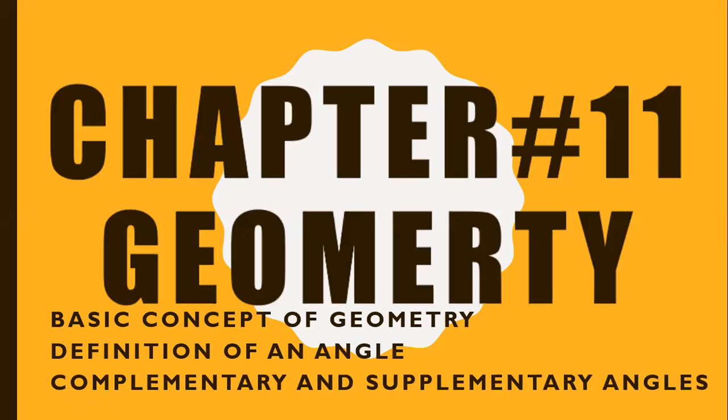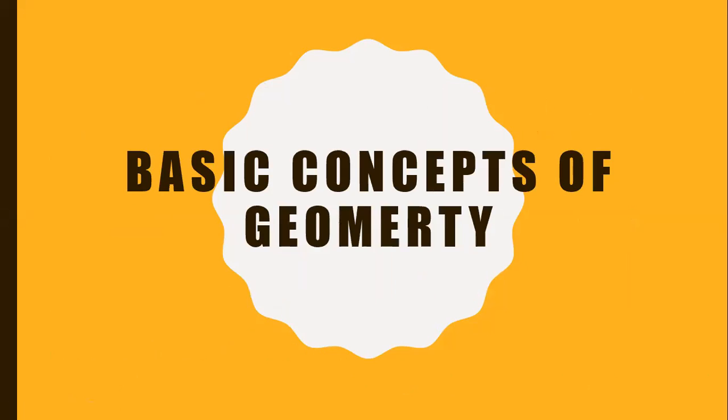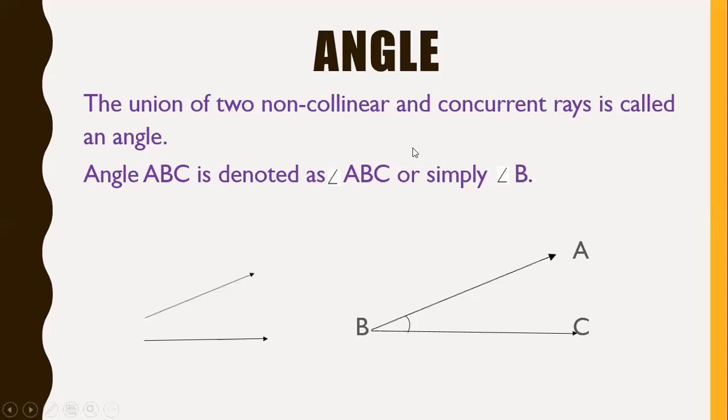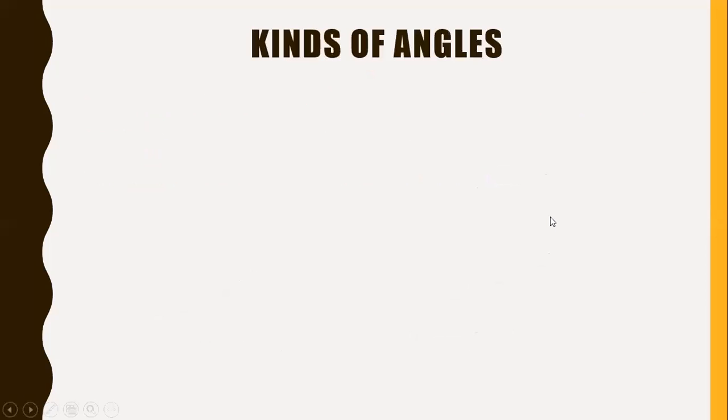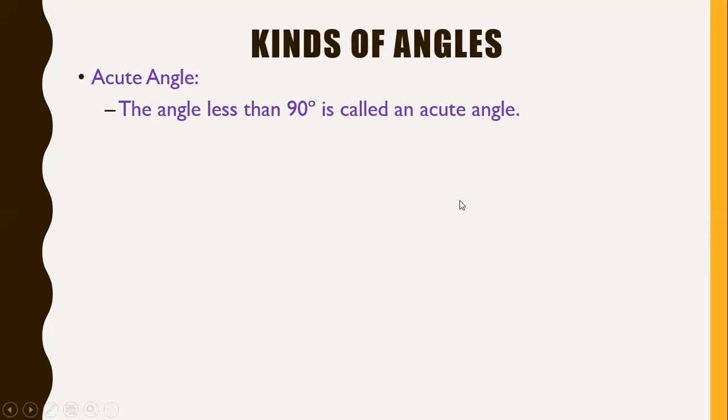Do you remember how can we define an angle? The union of two non-collinear and concurrent rays is called an angle. Here you can see that non-collinear means the rays that do not lie on the same line, and concurrent means the rays that meet on one point. So, when two non-collinear rays meet on one point, they form an angle, right? I can say that this is angle ABC or simply angle B, remember? Now today we are going to learn some kinds of angles.